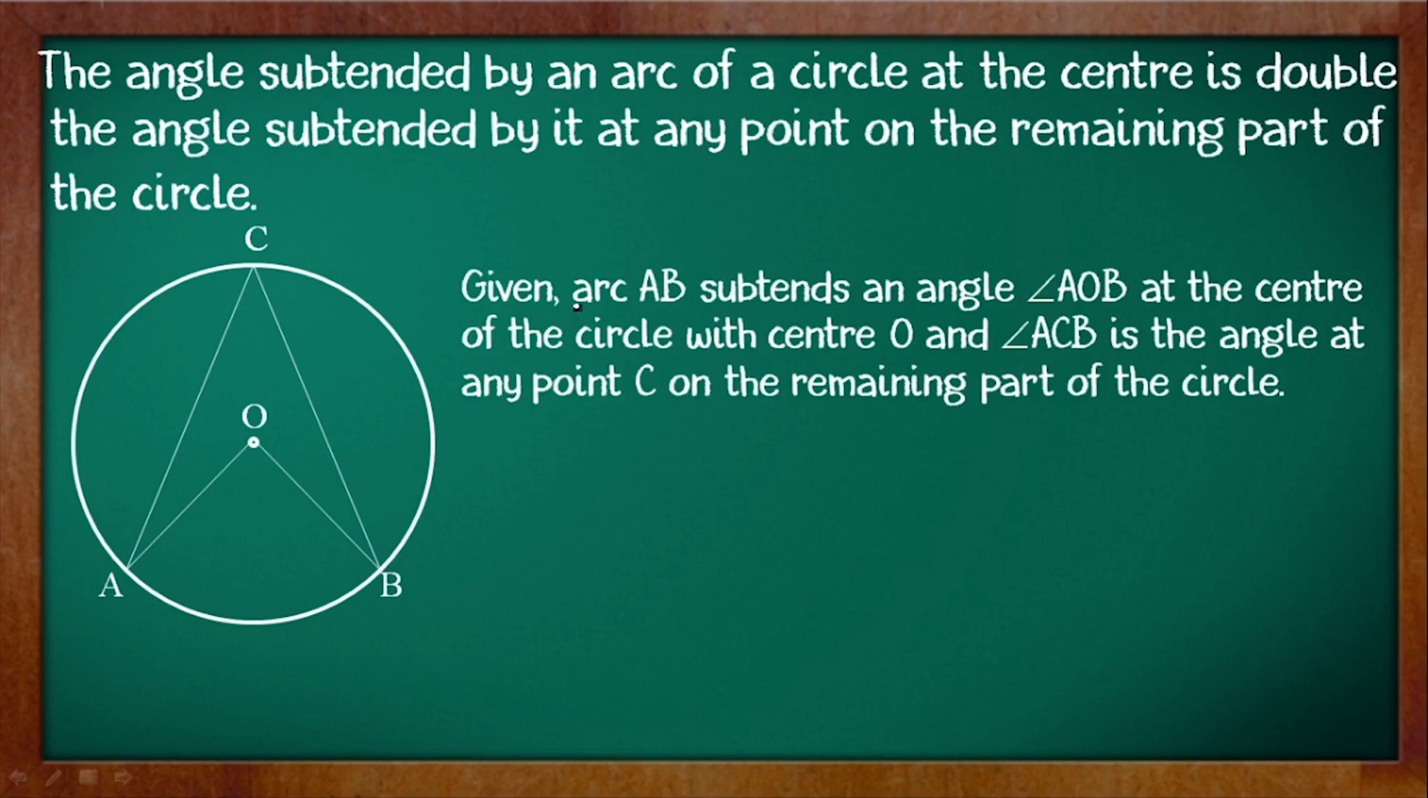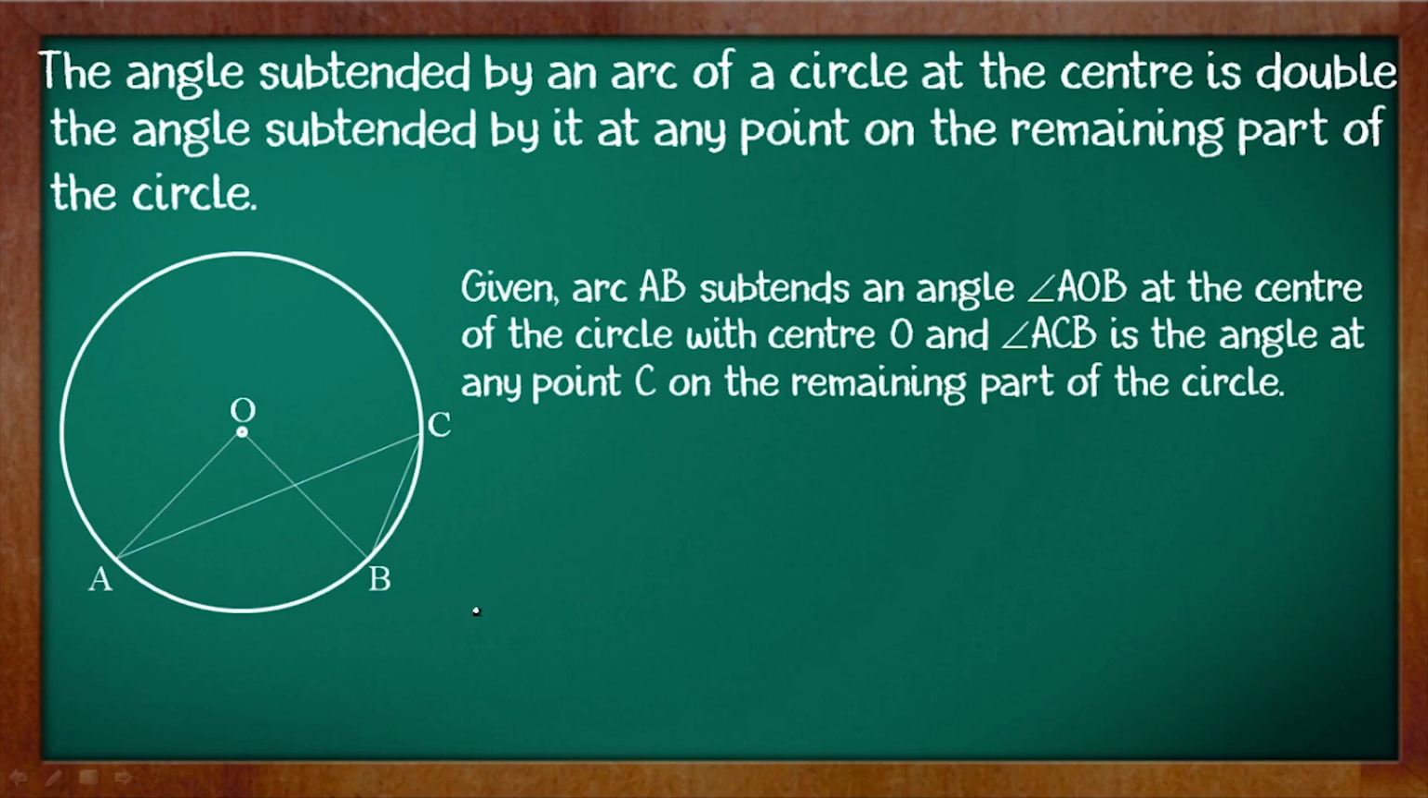So given: arc AB subtends an angle AOB at the center of a circle with center O, and angle ACB is the angle at any point C on the remaining part of the circle. So this is the given that we write. This is applicable to the other diagrams also, where angle AOB is the angle at the center.